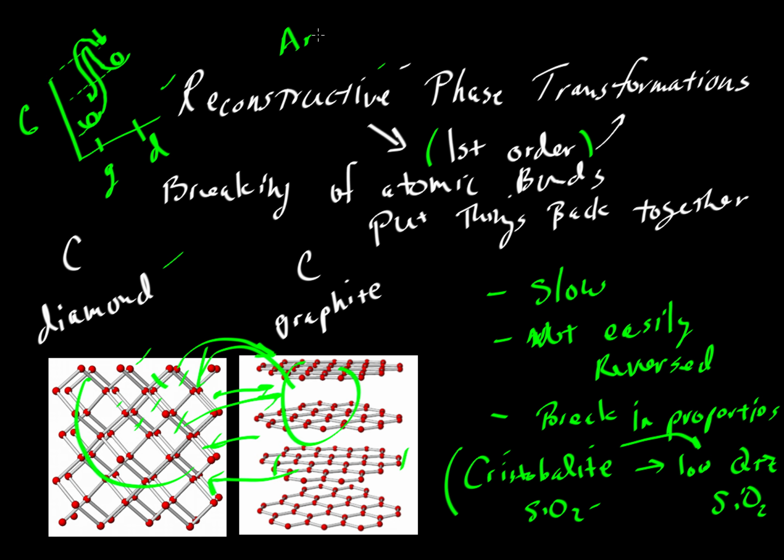Another example is aragonite and calcite. A transformation from one to the other is going to involve tearing apart the atomic bonds and then putting them back together. So those are reconstructive phase transformations.